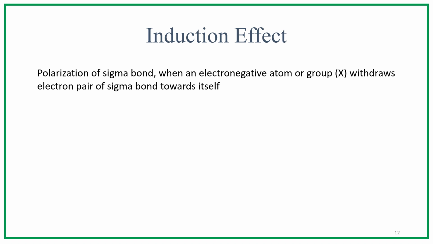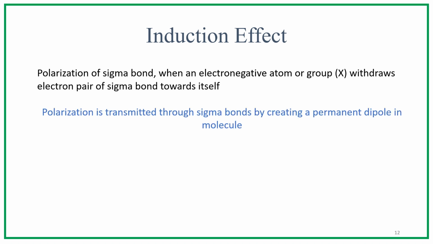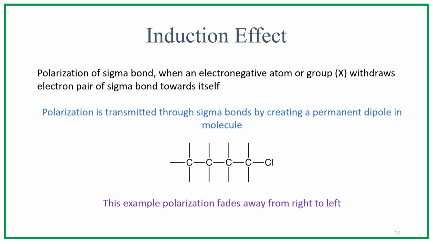So that means the induction. So then this polarization is transmitted through sigma bonds by creating a permanent dipole in molecules. We call induction effects. For we can take this example. Think about this kind of chlorine atom combined with this kind of organic compound. So then this chlorine is some kind of electronegative atom compared to carbon. So therefore it can polarize this one.